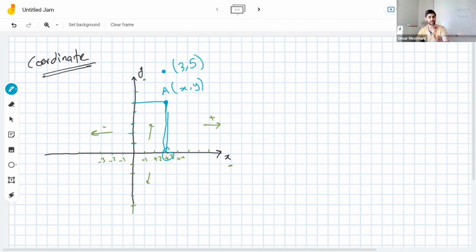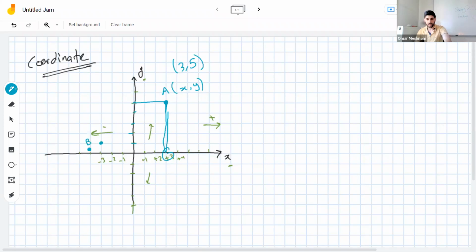Again, I guess most of you know this concept, all right? So this is the X point and the Y point, the X coordinate and the Y coordinate. So basically any point on the coordinate plane like this has a coordinate. Let's call this B, all right?